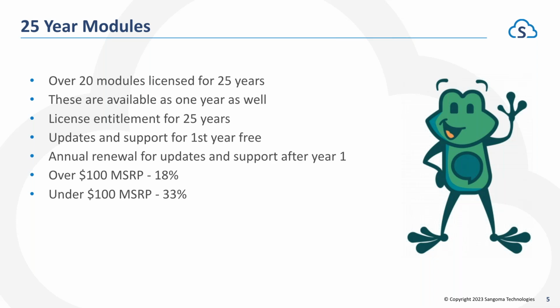Each year after that first year, there is an annual renewal charge on the 25-year modules in order to get updates and support. That renewal charge is based on whatever the current MSRP price of that module is. So if you buy a commercial module that's over $100 MSRP, it's an 18% annual renewal charge for that module on FreePBX. We don't have a ton of modules that are under $100, but there are a couple, and those ones are going to carry a 33% annual renewal charge for access to updates and support.